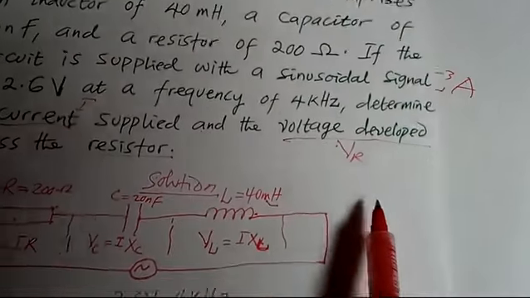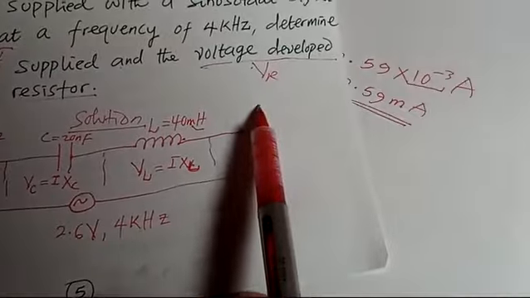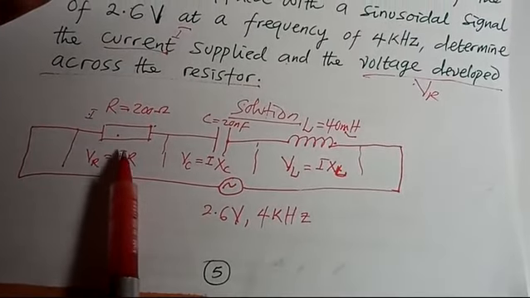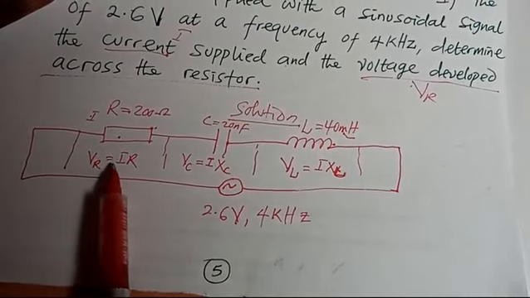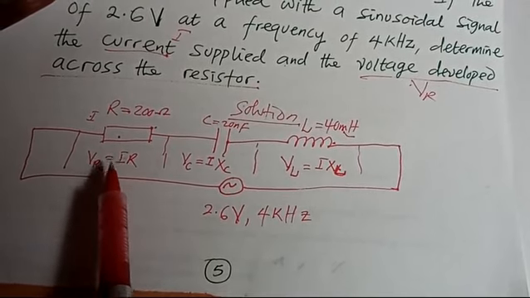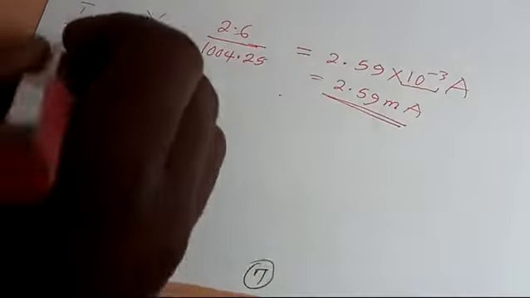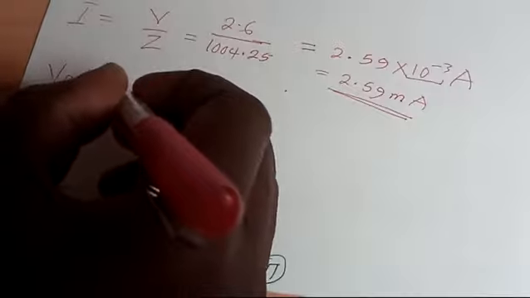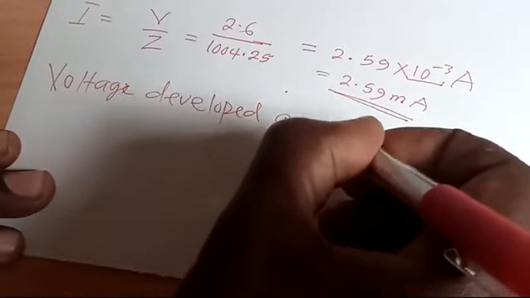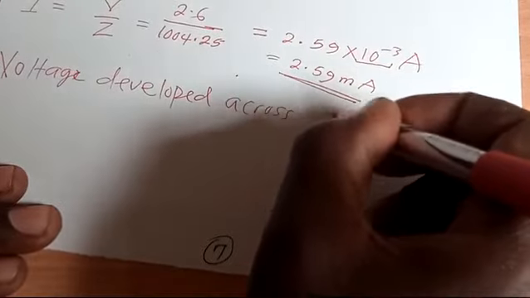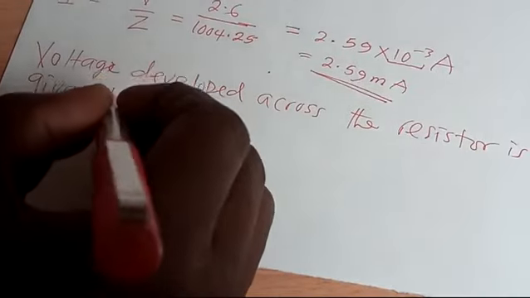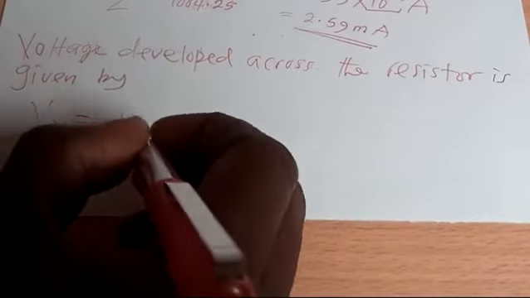The next target variable is the voltage developed across the resistor, which I said is V sub R. If you go back to the diagram we drew, this V sub R is calculated using the formula V sub R is equal to IR. You've just got your I, so you use it to get V sub R. So the voltage developed across the resistor is given by this formula, V sub R is equal to IR.